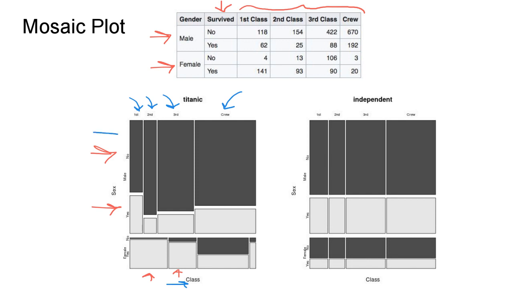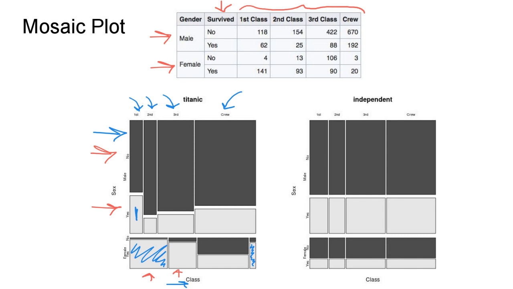So for instance, this rectangle right here represents the chunk of male first class passengers that did not survive. And then here's your male first class passengers that did survive. Okay, same down here, like you could look at females. So here's our percentage of females that survived that were first class on the Titanic versus female crew members who survived that were members of the crew.